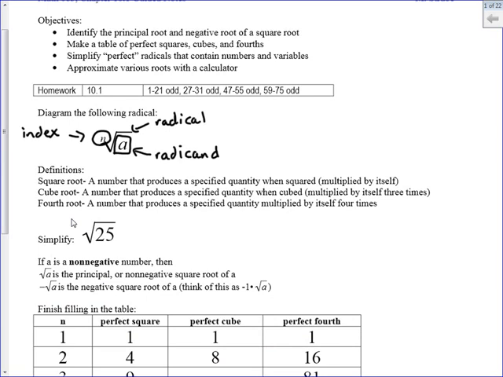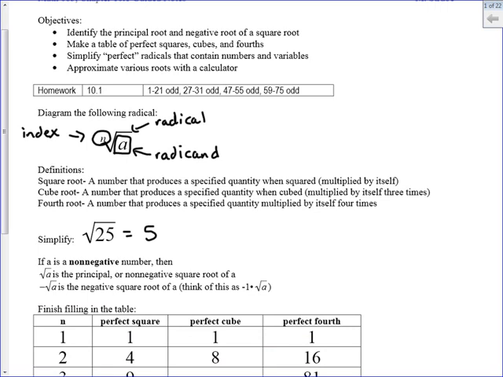So some definitions. A square root is a number that produces a specified quantity when squared, multiplied by itself. A cube root, a number that produces a specified quantity when cubed, multiplied by itself 3 times. Fourth root, same thing 4 times. Fifth root, keeps going and going and going. So you've probably seen square roots before. So what's the square root of 25? 5. And it's 5 because 5 times 5 gives you 25. So the square root of 25 is 5.